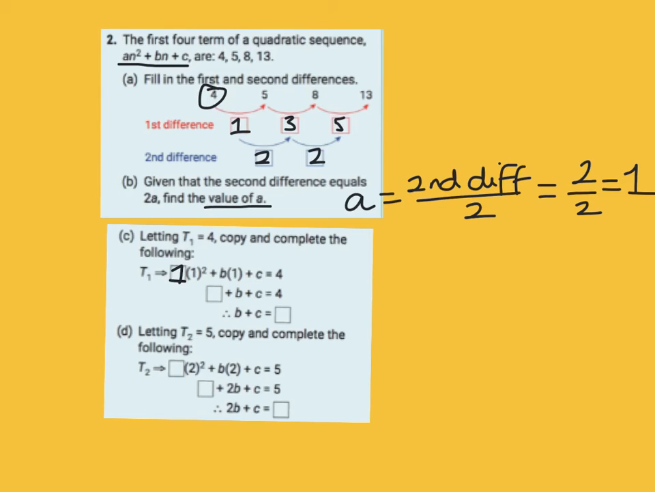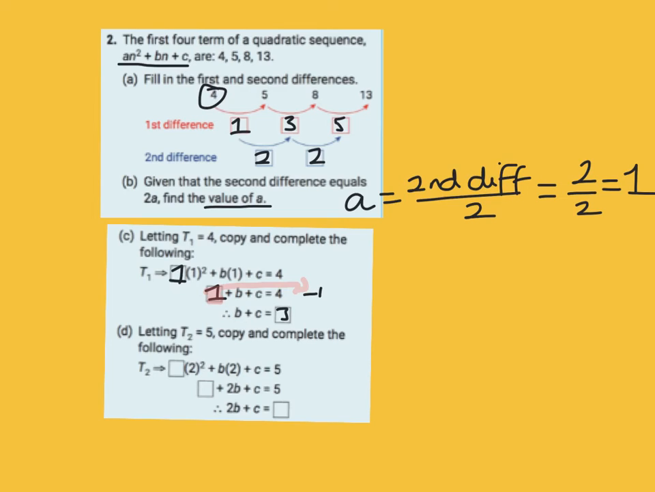Now, multiplying that, 1 by 1 is 1, and 1 squared is 1. Then what they wanted you to do here was remember that this needs to come over the far side. Obviously, if it comes over the far side, it becomes minus 1. So 4 minus 1 is 3. Any questions on that? Okay. The next one. It says, letting T2 equal 5, copy and complete the following.